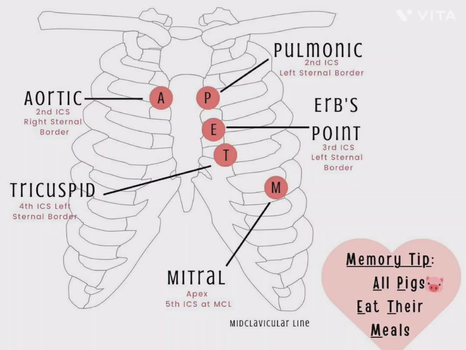Coming to the next space, that is the fourth space, which has tricuspid, which is on the left side as already discussed, because only aortic is on the right side, remaining all are on the left side. Coming to the last one, mitral, which is in the fifth intercostal space at the mid clavicular line.